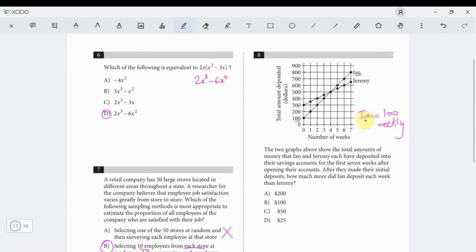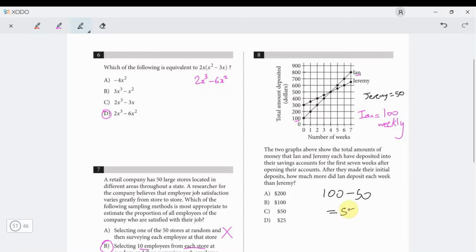Now, for Jeremy, realize that Jeremy started with 300, but then his money only went to 350, then to 400. So in 2 weeks, Jeremy saved $100. So that means a week, Jeremy is saving $50. So the difference between them is 100 minus 50, which is $50. That's how much Jeremy is saving. Easy. So far, so easy. It's so easy, right? Nice.